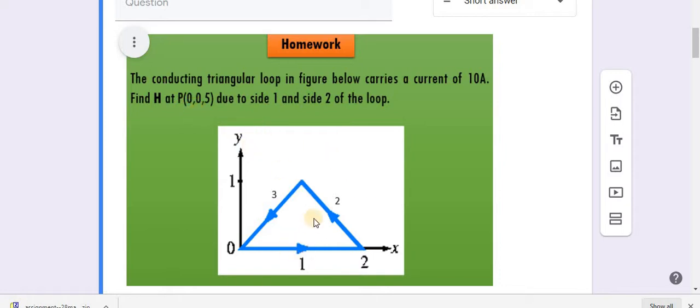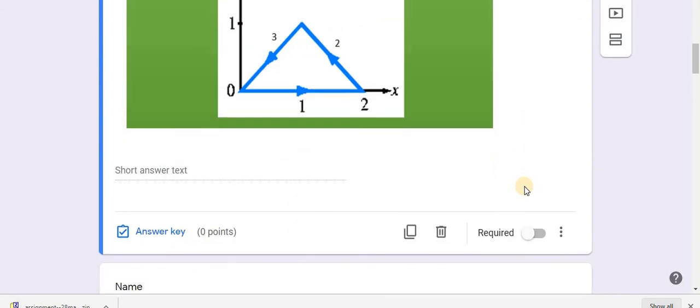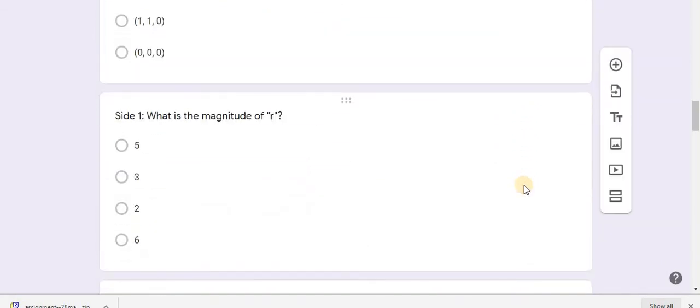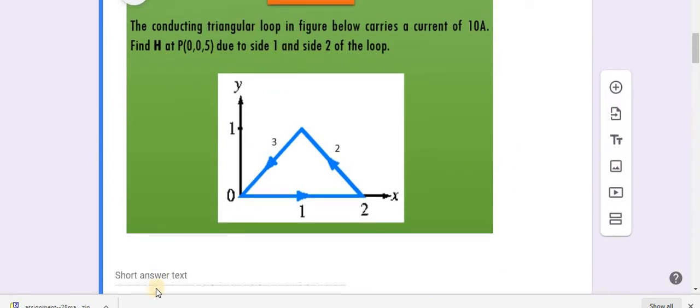Okay, so this is side 1, side 2, and side 3. Actually this question wants you to find the magnetic field due to side 1 and also side 3. It's not side 2, okay? So the options below here are all meant for side 3 and also side 1. So I put the wrong thing here. Never mind. Let's look at the solution for side 1 and also side 3.